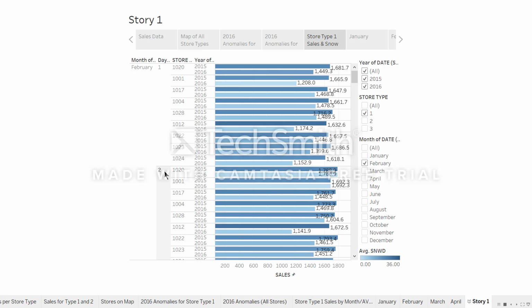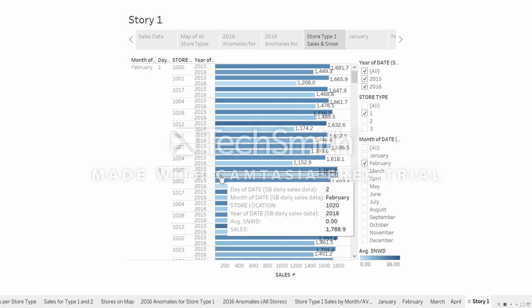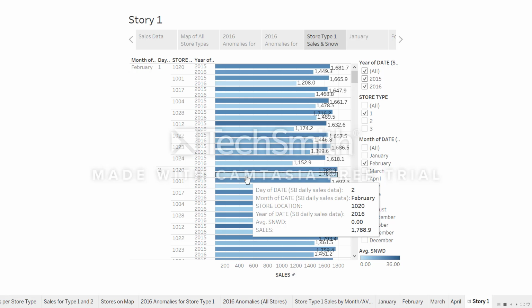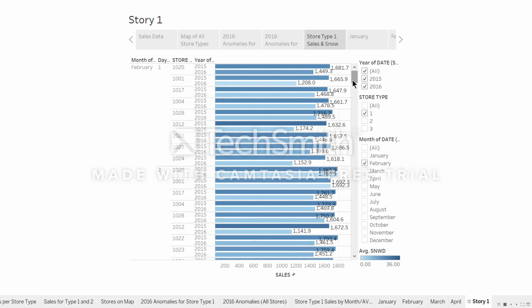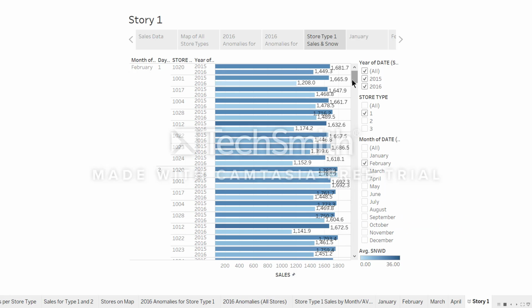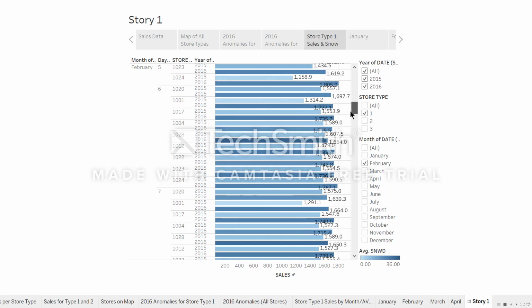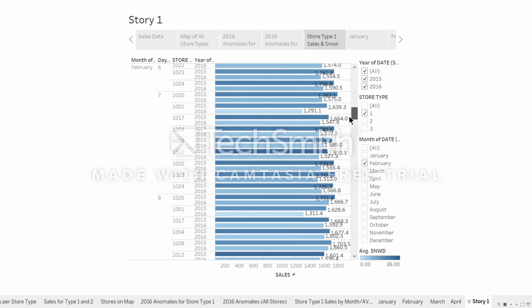For example, on February 2nd, store 1020 had 1,788 sales, and they had 22 inches of snow, whereas in 2016 they had no snow, but they had the same exact amount of sales, which is a red flag right away. And we see that occurring very often. So for 10001, as we scroll down, on multiple occasions we often see that the sales are either the same or higher when they had less snow.